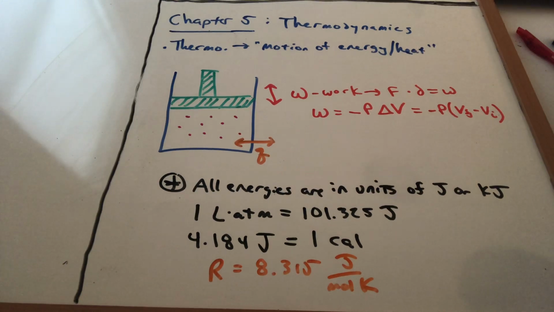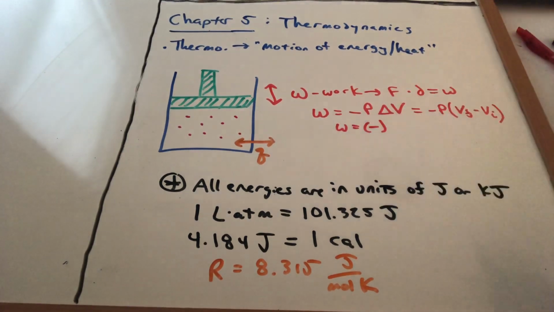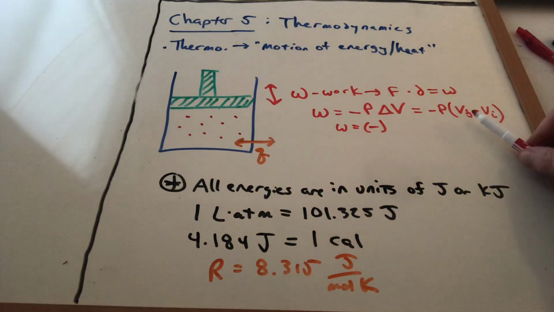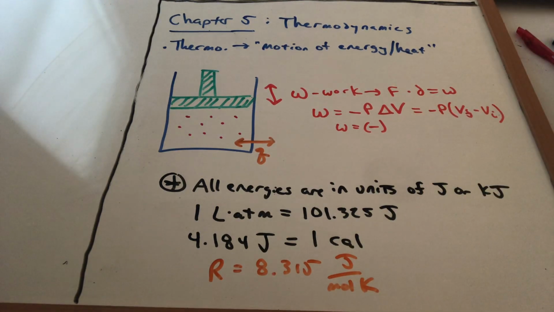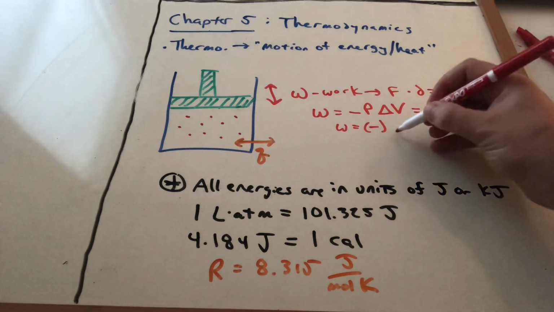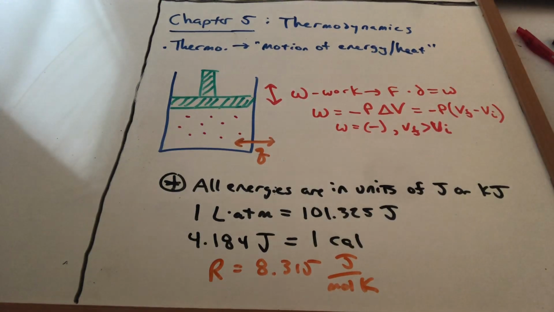Final minus initial. So as the piston goes up and down, work can either enter the system, or you could generate work from the system, right? Work is sometimes negative. So when would work be negative? If you look at this formula, if V final is bigger than V initial, then this is positive. Pressures are always positive, so this negative sign makes the work negative. So when V final is greater than V initial, we call that an expansion, and work is going to be negative.